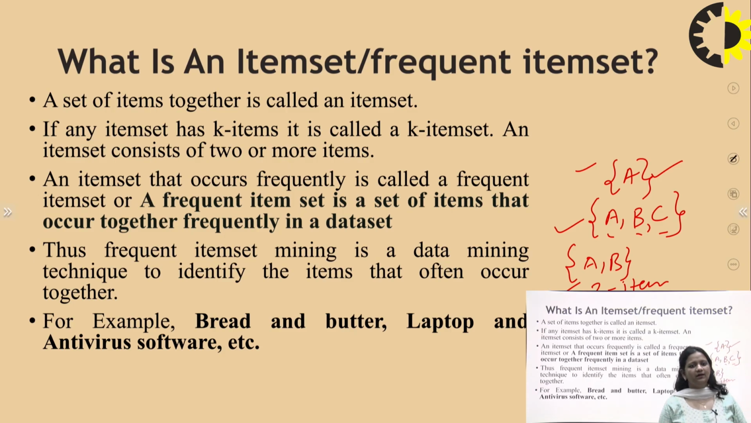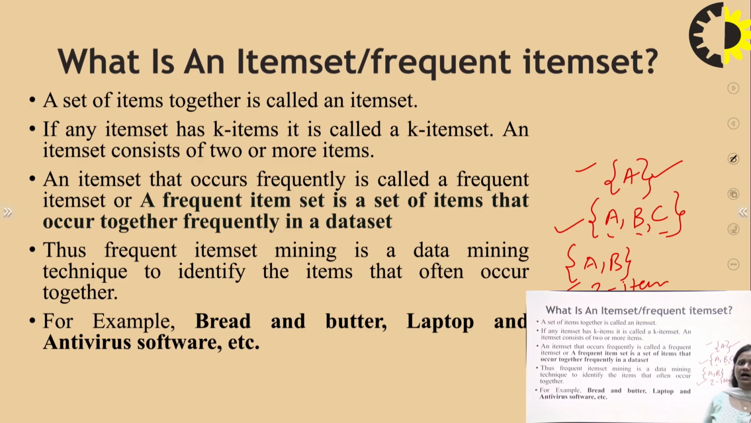An item set that occurs frequently is called a frequent item set. An item set that occurs frequently in our database is called a frequent item set. Or we can say a frequent item set is a set of items that occur frequently in the data set. So what is an item set? An item set is a set of items. And if any item set has k items, it is called a k item set. And what is a frequent item set? A frequent item set is a set of items that occur frequently in a data set.